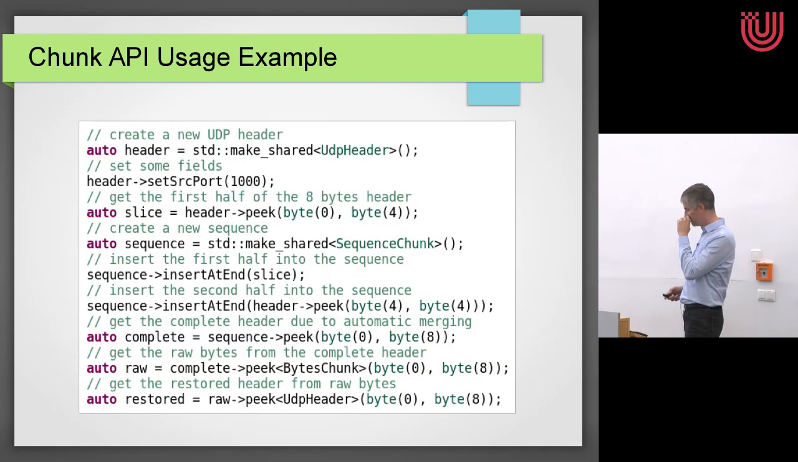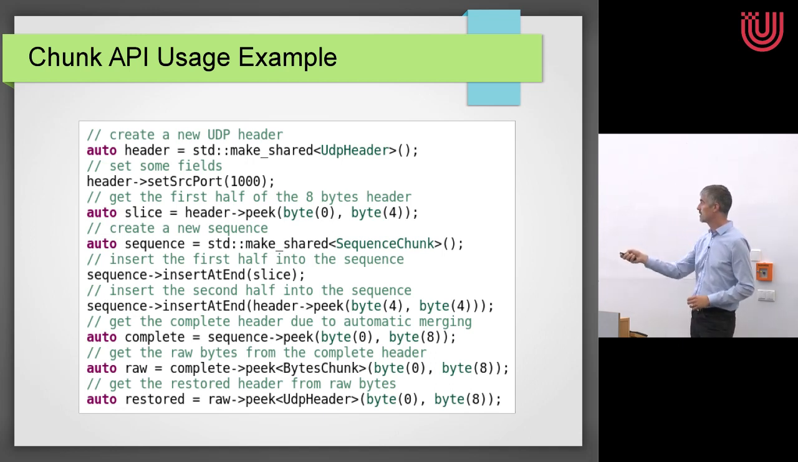So if we want to look at the chunk API itself, it basically starts with creating a new header. Instead of calling the constructor with the new operator, you need to use the standard library make_shared function so that we can use shared pointers, because that's how we share chunks between packets. I just fill some fields here, then pick the first half of the chunk, which is just a slice, and then I put the slice into the sequence, and then put the second half of it. And when I look at it, it's going to return the whole.